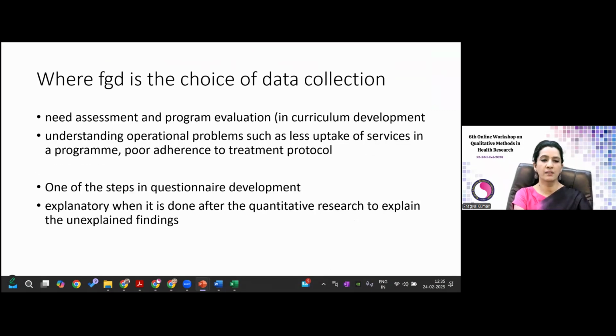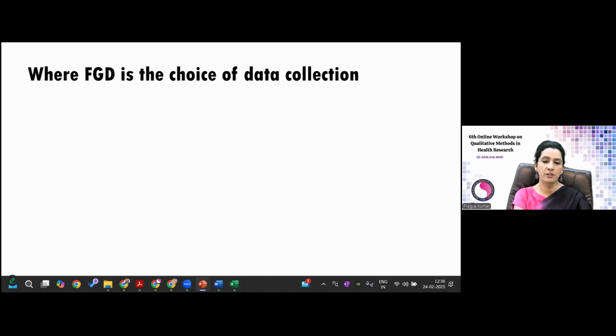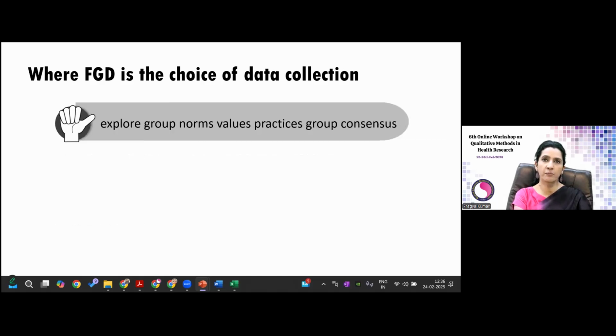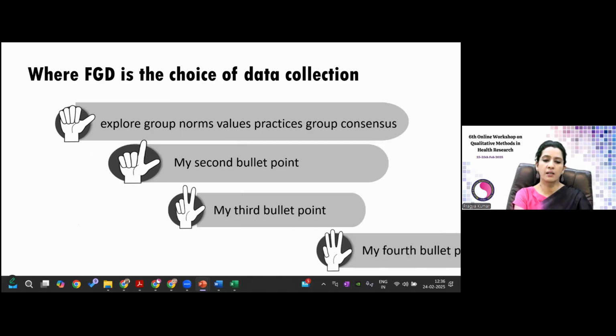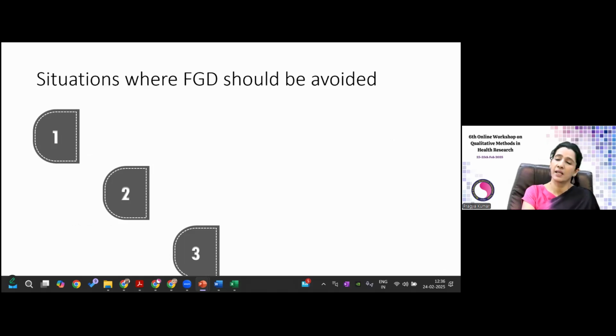We all know that FGD should be a choice of data collection when you need assessment or program evaluation, or you want to know about the opinion of a group cohesively. And it suits exploring the norms of practices and group consensus. There are also situations where you should avoid these FGD.